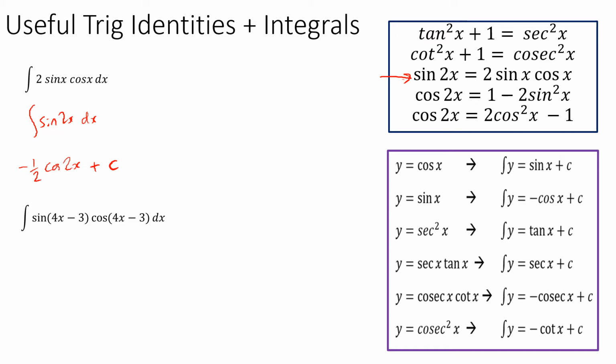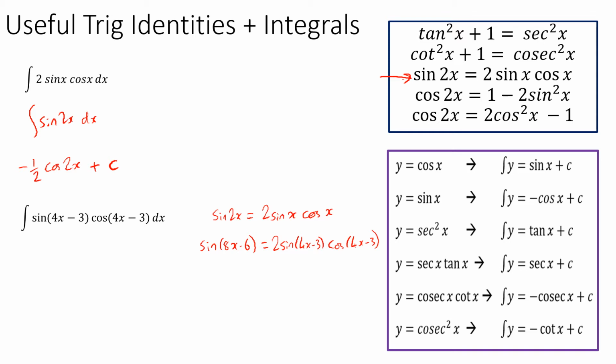But what about something like the one down here? Sine of 4x minus 3 times cos of 4x minus 3. This is a case where we have to consider the argument. So it's true to say that sine 2x is equal to 2 sine x cos x. What we could do is we could swap all of those x's for 4x minus 3's to make it sort of match up to what we've got here. So the left hand side would be 8x minus 6, because there's 2 of them, and the right hand side would be 4x minus 3 as our arguments.